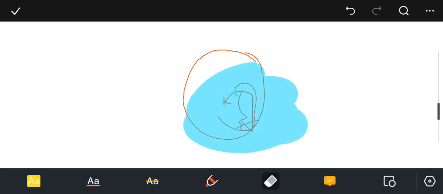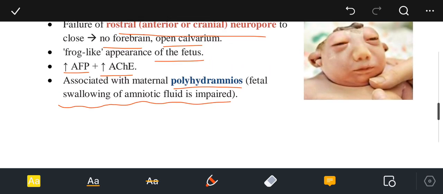And polyhydramnios can have a lot of pesky complications like Potter sequence and stuff like that. No, Potter sequence is with the oligohydramnios. I'm sorry. Polyhydramnios has other associated complications. We'll see them later on.